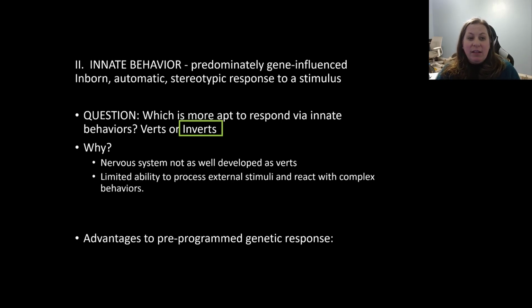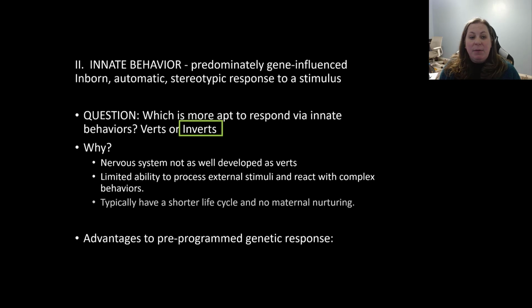And they also have a limited ability to process external stimuli. They can only react in a particular way, like jellyfish. It doesn't matter if they run into you, a rock, or a predator, they're going to sting that because they cannot distinguish between the three because they don't have eyes or a brain to be able to process that information. Okay? And so because of this, they're going to rely on their innate behavior.